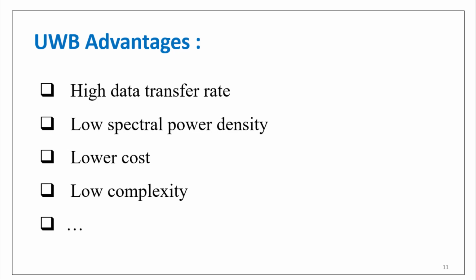So some advantages of ultra wideband characteristics. The first advantage is the high data transfer rate. Because we have ultra wideband, this can give us a high data transfer rate in comparison with narrow band. Also, in terms of spectral power density, we have a low spectral density in comparison with narrow band. We can also talk about lower cost, low complexity, and other advantages.